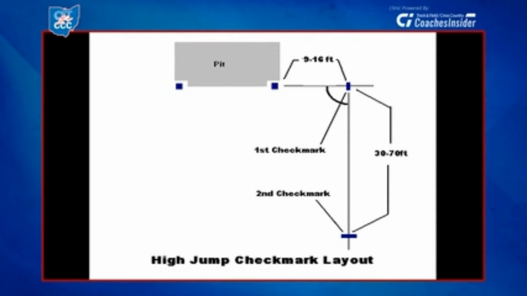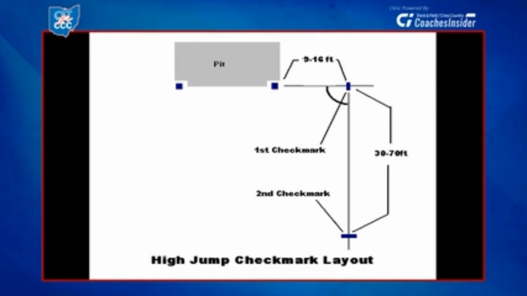Now, what I do here is I also make an estimated guess. And my estimated guess is based on what I call the rule of 10. The distance from the first check mark to the second check mark for a 10-step approach is going to roughly be the jumper's potential jump times 10. So if you have a young lady that you think is going to jump about 4 feet, the distance between those two check marks is going to be about 4 times 10, which is 40 feet. If you have a young lady who is going to jump 5 feet, then 5 times 10, that distance is going to be approximately 50 feet.